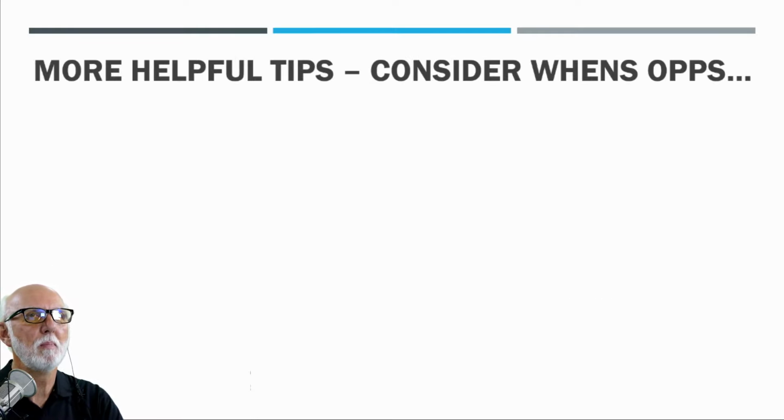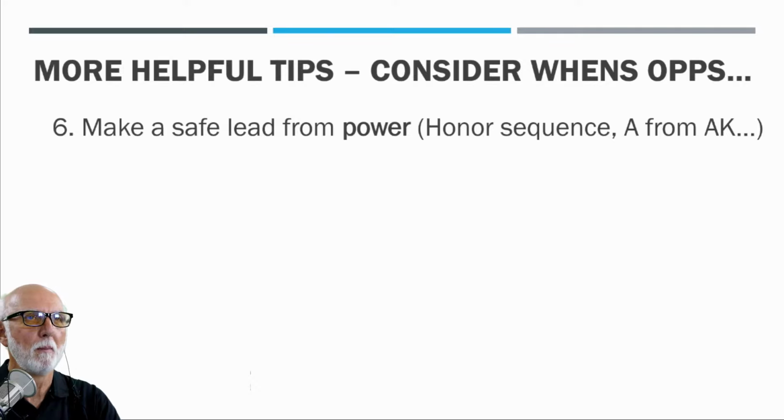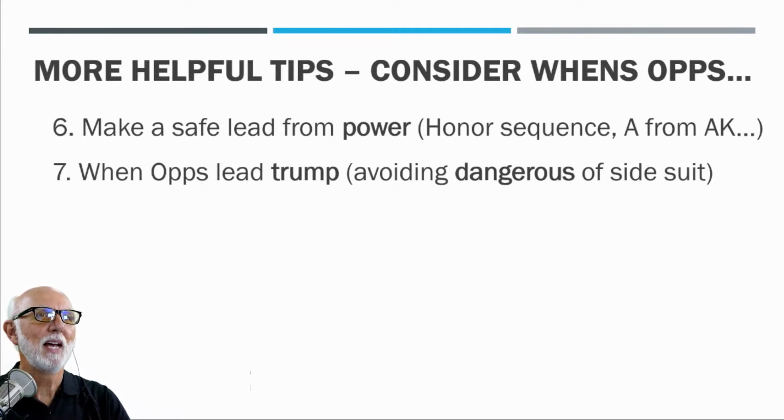Okay, so more tips to consider. Number 6, make a safe lead from power. Remember, we talked about our ace-king 5 times in spades, that sequence. So that's a nice safe lead. Conversely, sometimes they're not safe leads. When opponents lead trump, that's kind of a safe lead. Why would they lead a trump?